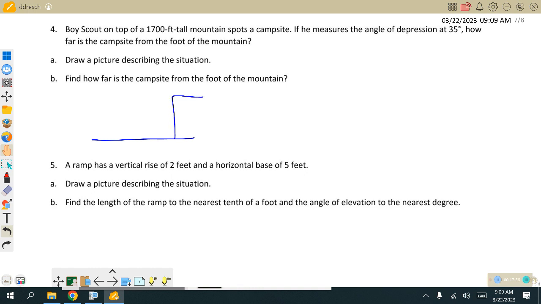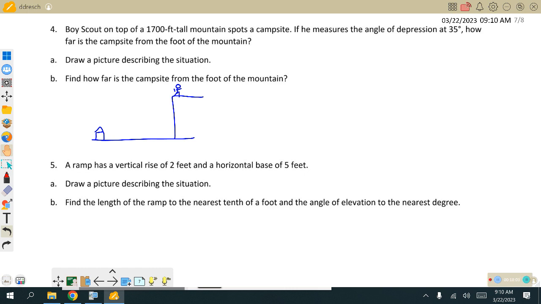All right, so let's get going with this. A Boy Scout on top of a 1,700-foot lonely mountain spots a campsite. Let's go with our campsite here. It's going to be more of a house. Now, at the top of that lonely mountain, we have ourselves this angle of depression.